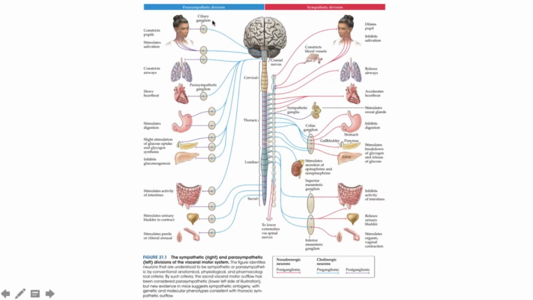If you look at the parasympathetic division, you would see that it constricts the pupils, so much so that in the ultimate stage of relaxation you may simply sleep. It will stimulate salivation. It will constrict the airways. You do not need too much oxygen anymore. It will slow the heartbeat because you are relaxing. It will stimulate the digestion process now. There will be a slight stimulation of glucose uptake and glycogen synthesis. It will inhibit gluconeogenesis, stimulate the activity of the intestine, stimulate the urinary bladder, and stimulate penile or clitoral arousal. So these are all under the parasympathetic division.